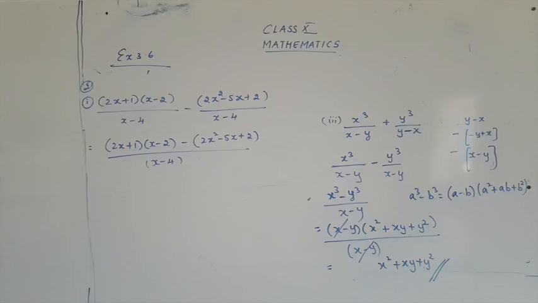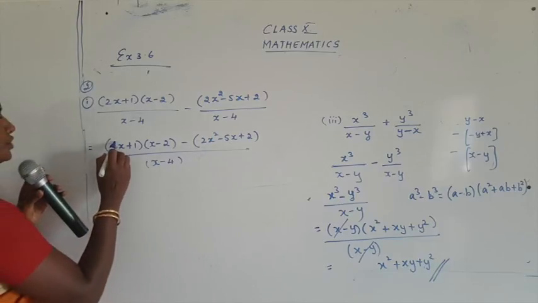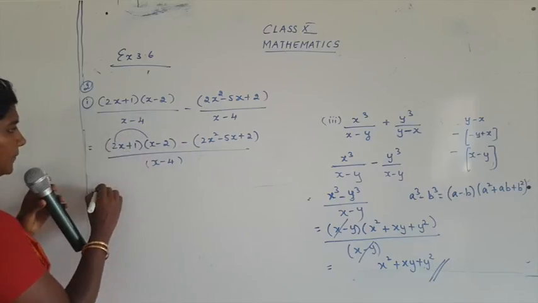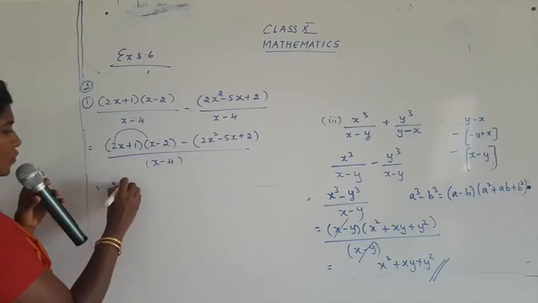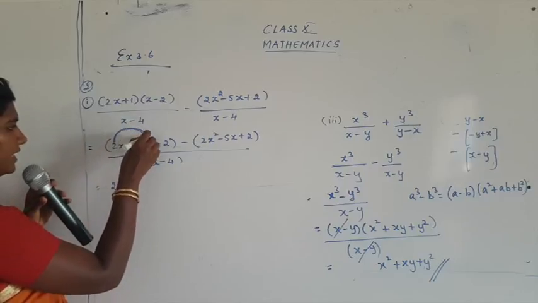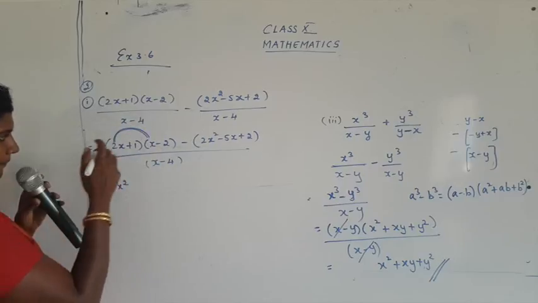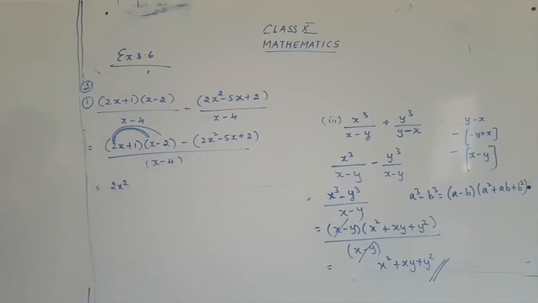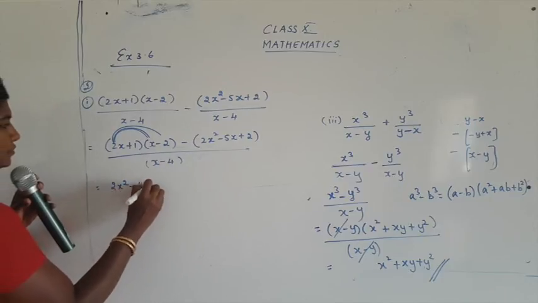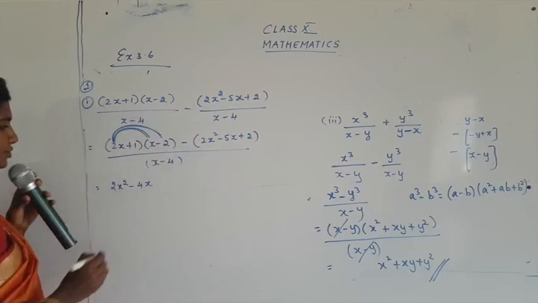So let's expand the first part. Let's see what we get in the first part when we expand the first part. Okay, let's start, children. Let's do it along with me. 2x into x. What's the answer? 2x square. 2x into minus 2. Minus 4x.